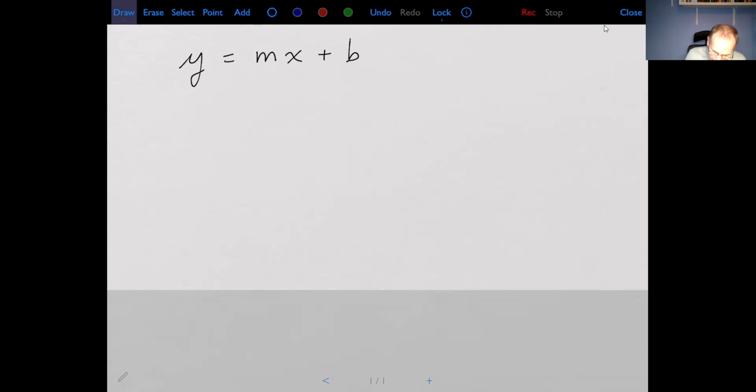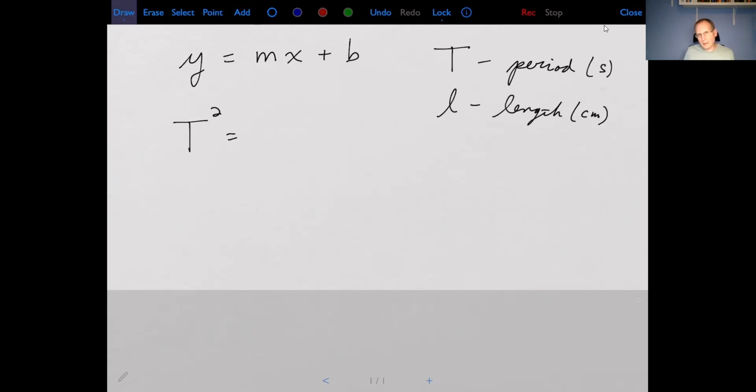Usually period we denote by capital T. So this is period, and the y variable was period squared. So in place of y, I'm going to write T squared. What was the x variable? What was plotted on the x-axis? If you look at the handout right now, it's the length of the pendulum. So I'm going to call L the length of the pendulum. This is going to be in centimeters, and the period is in seconds, because period is a time and length is a distance. So we're going to use centimeters for this part.